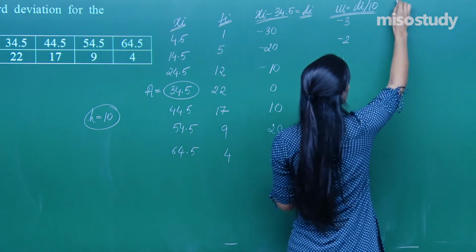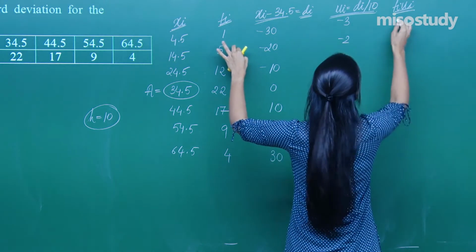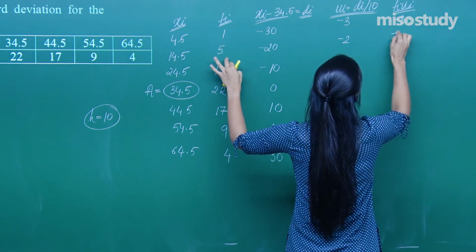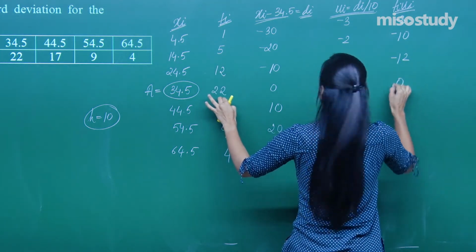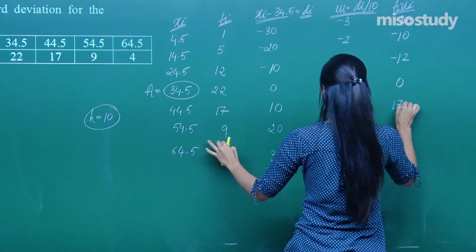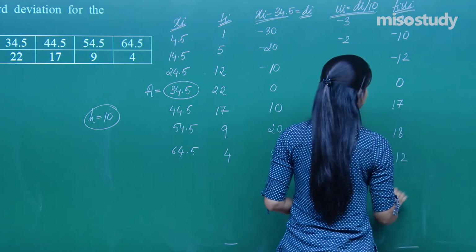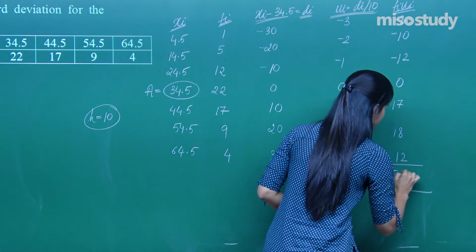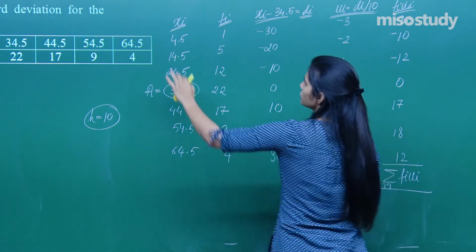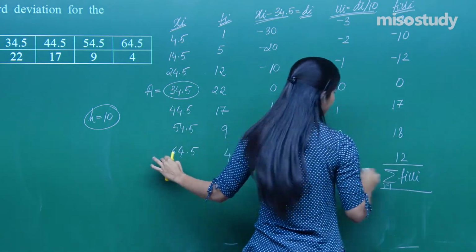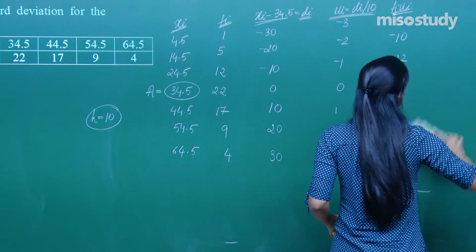Now I want fi ui. Fi ui: 1 into minus 3, 5 into minus 2, 12 into minus 1, 22 into 0, 17 into 1, 9 into 2, 4 into 3. And from here you can obtain summation fi ui, i varying from 1 to 7, because there are 7 observations. Clear?